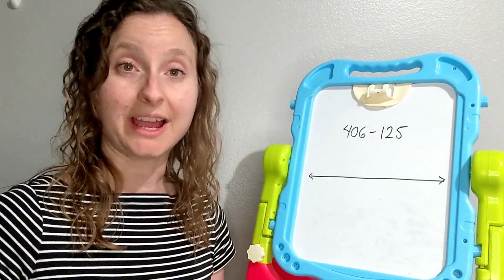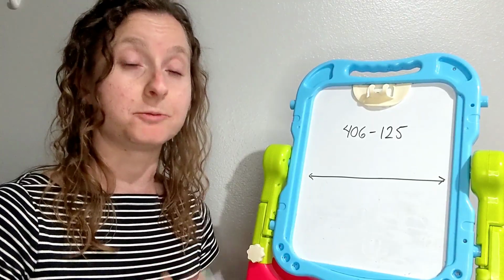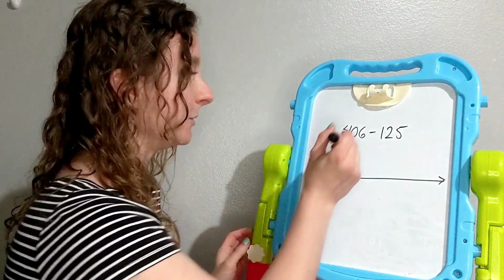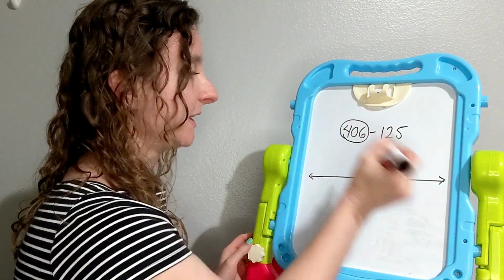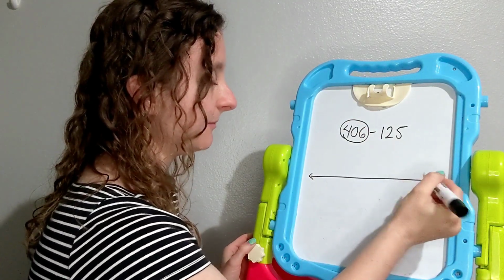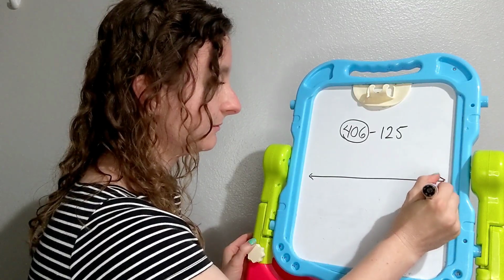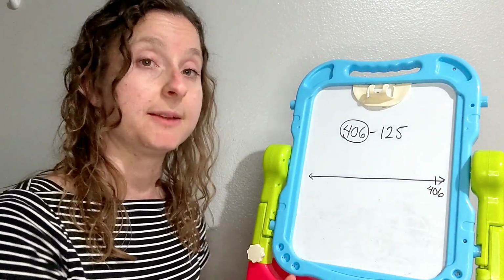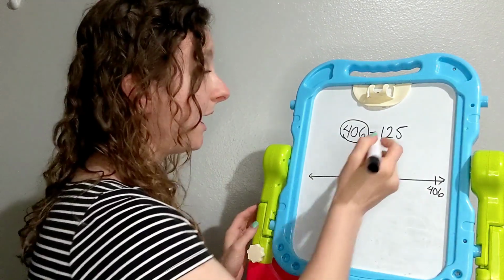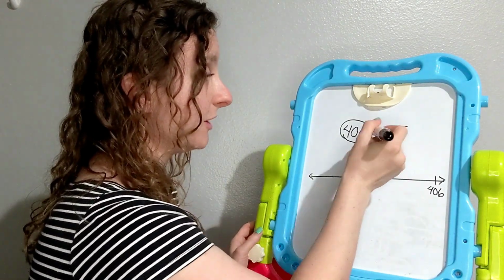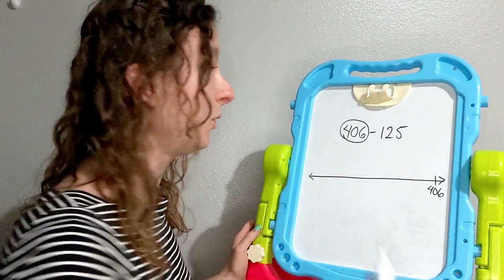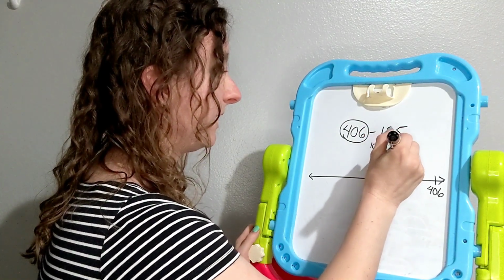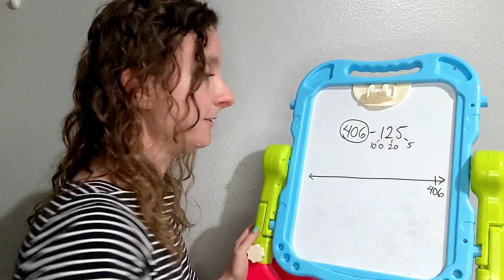Now let's take a look at the same strategy but subtracting 3-digit numbers. I start the same way. I'm going to circle my biggest number, put it on the right hand side of my number line. I'm going to use the strategy where I am subtracting. So I'm going to break apart my smaller number into its hundreds, tens, and ones. I have 100, 20, and 5.